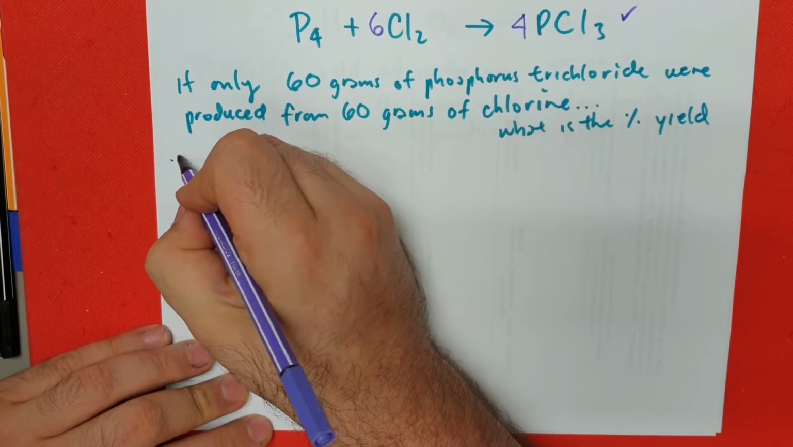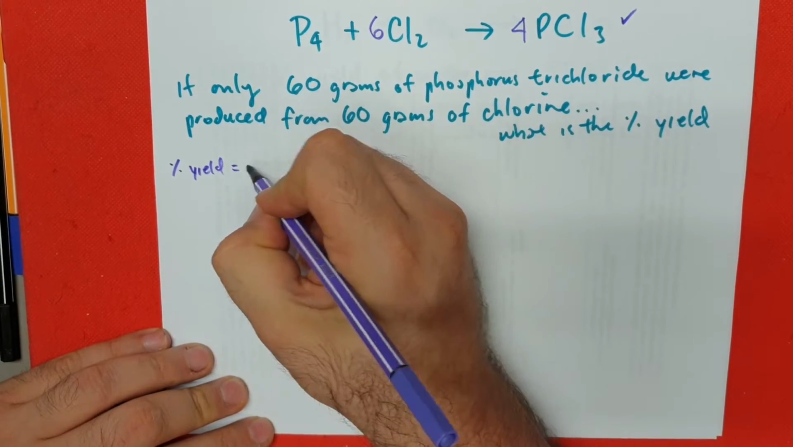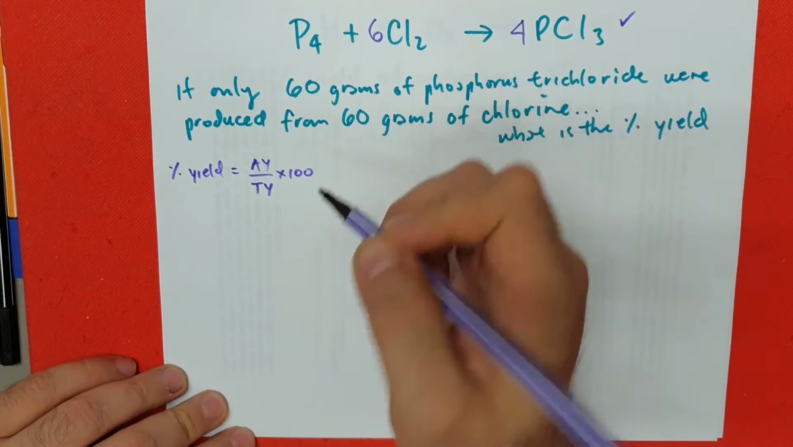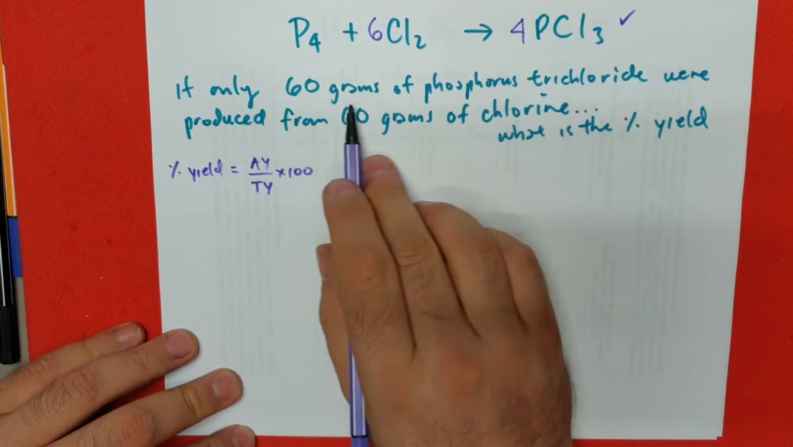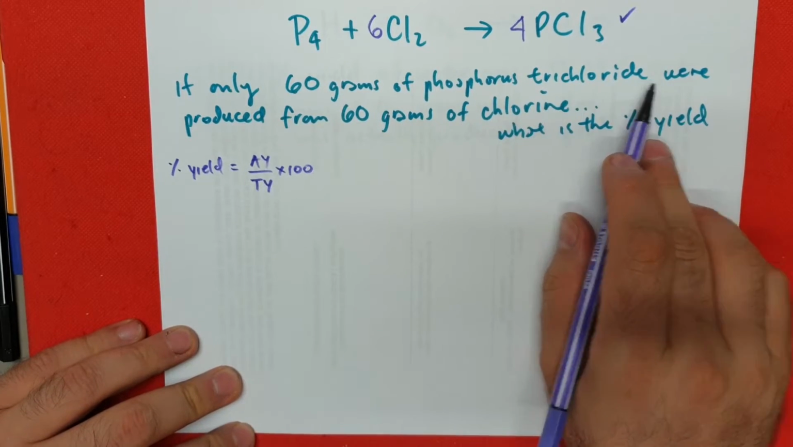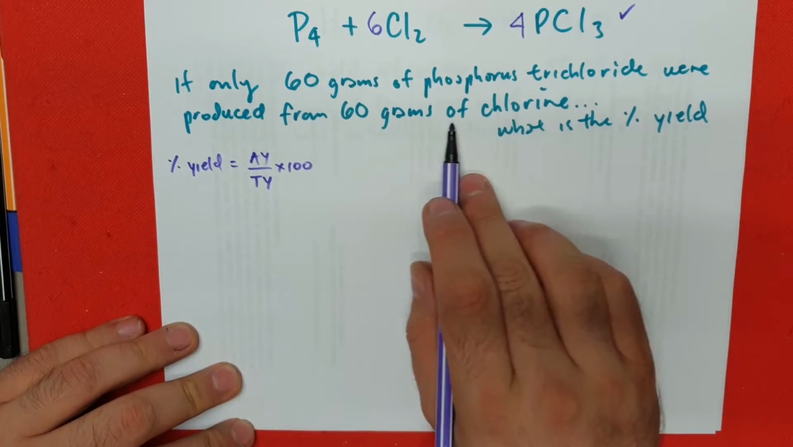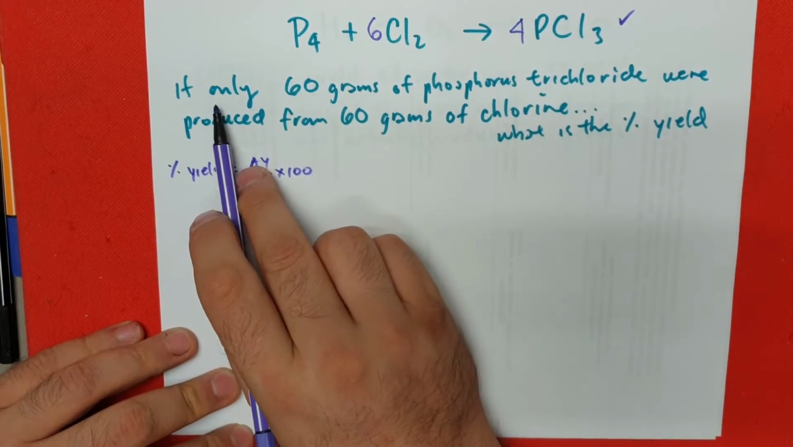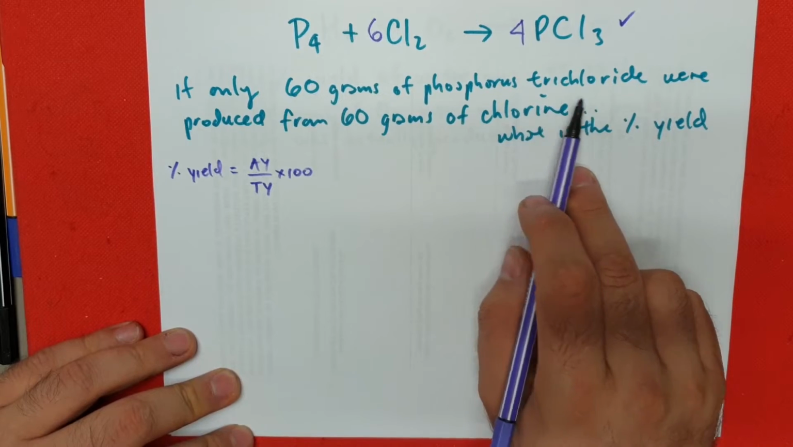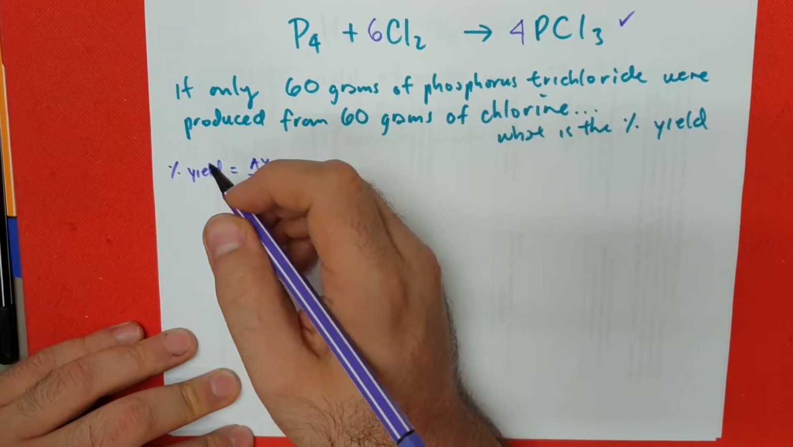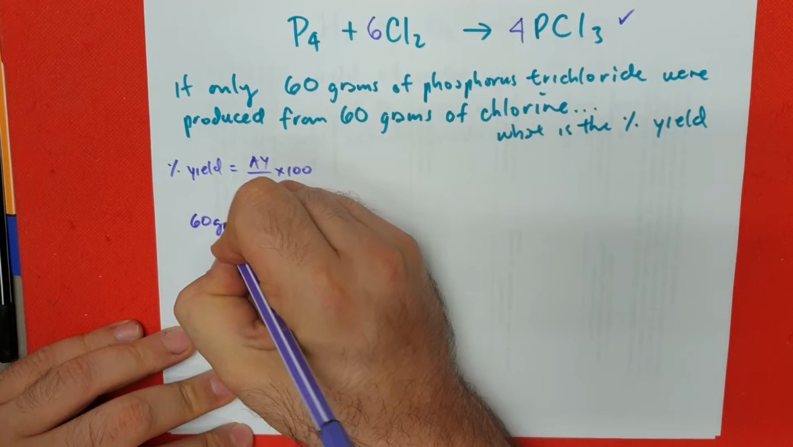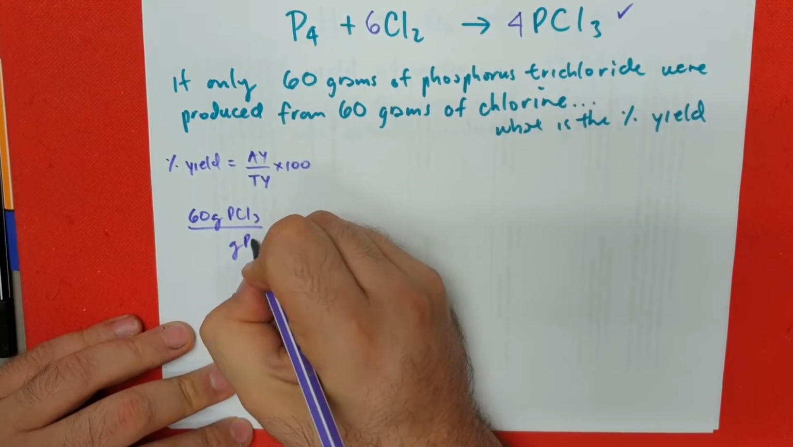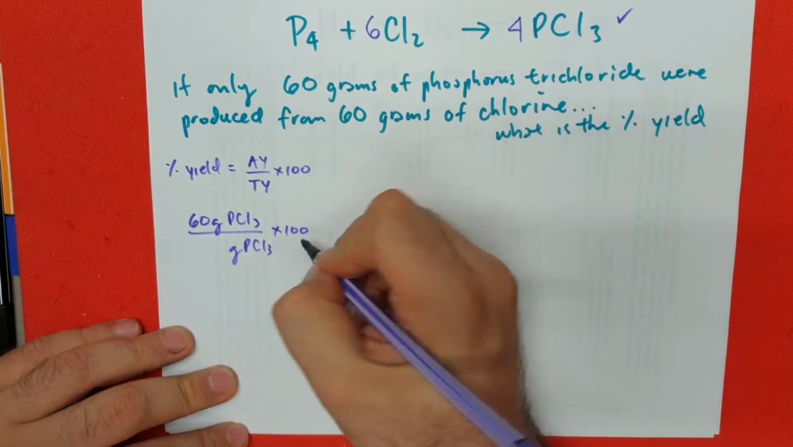So if we remember, percent yield is equal to the actual yield divided by the theoretical yield times 100. And if I read the problem, if only 60 grams of phosphorus trichloride were produced from 60 grams of chlorine, what is the percent yield? So we already have the actual yield because it says if only 60 grams of phosphorus trichloride were produced. So we're just going to plug it in right here. And my actual yield is 60 grams of phosphorus trichloride, meaning that we want to calculate the theoretical yield of phosphorus trichloride and multiply it times 100.